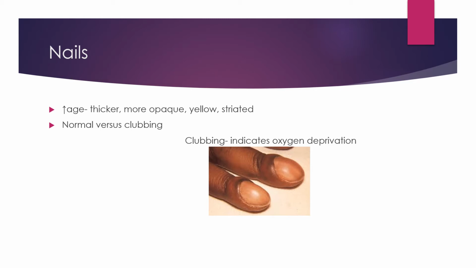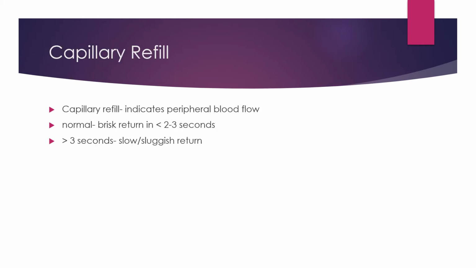Nails, the older a person is, generally the thicker and more opaque the nails are. In this image, you can see an example of clubbing. And anytime you note clubbing of the nail beds, that indicates oxygen deprivation. The little moon-shaped area at the base of the nail is considered the lunula, and the most visible portion of the nail, obviously, is the nail plate.